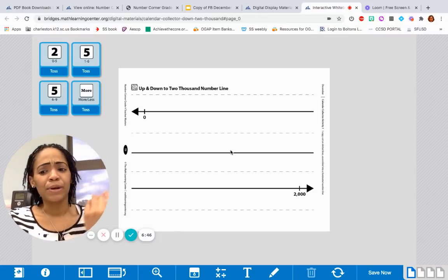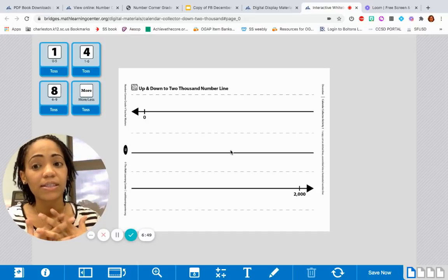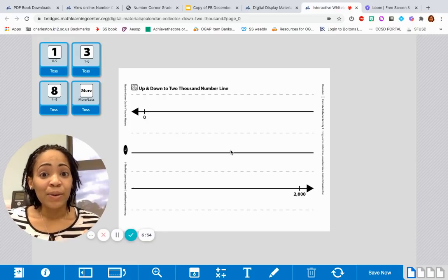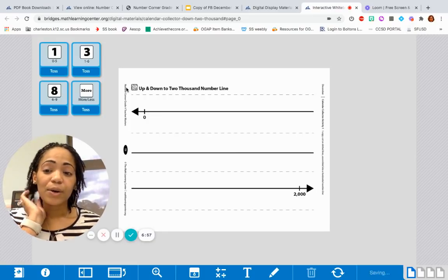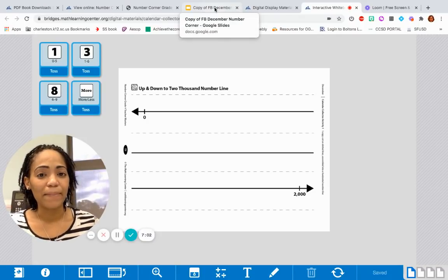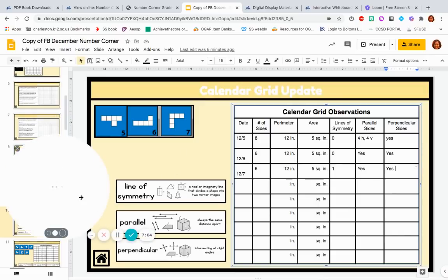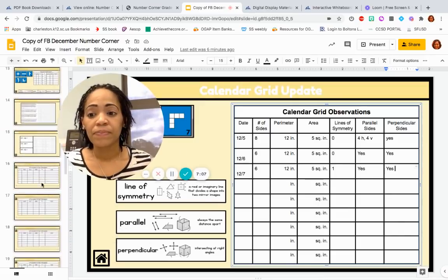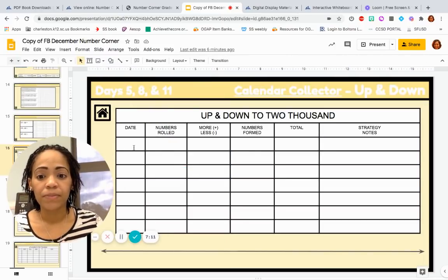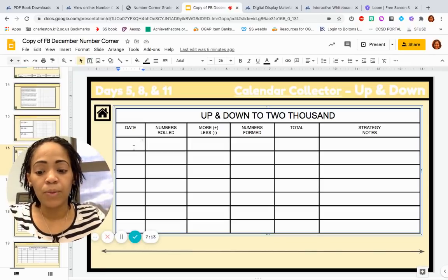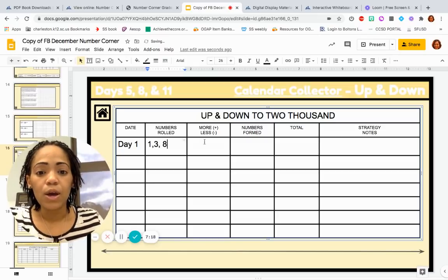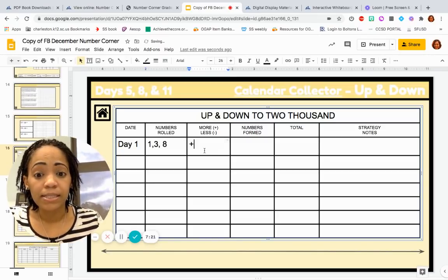And since we're adding it to 0, we're not going to necessarily talk about a strategy for adding, because anything plus 0 is that number. We have the digits 1, 3, and 8. Let's record that. 1, 3, and 8. So for day 1, we have 1, we have 3, we have 8. We're adding, so I'm going to put the plus symbol.